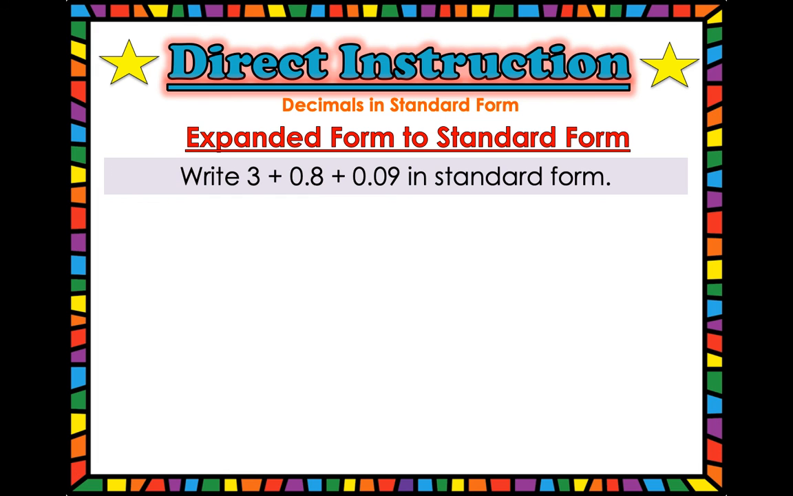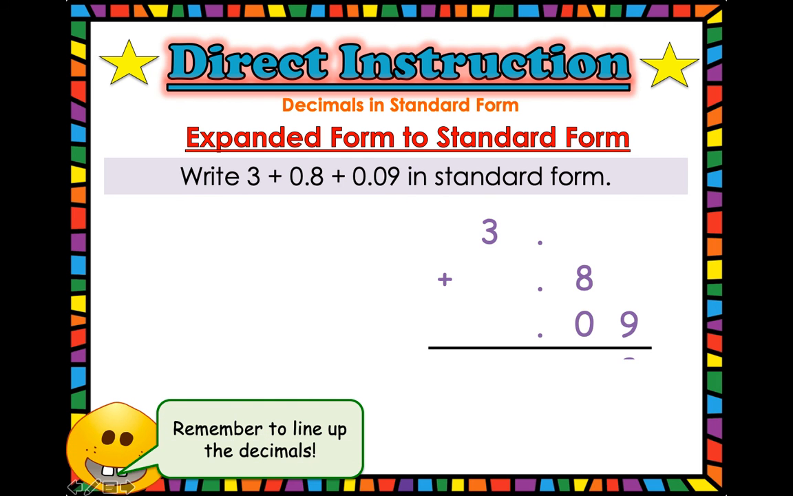Okay, so now we have 3 plus 8/10ths plus 9/100ths. We're going to write it in standard form. So I know that there's 2 decimal places right here, and that's the hundredths. Line up the decimals. Boom.